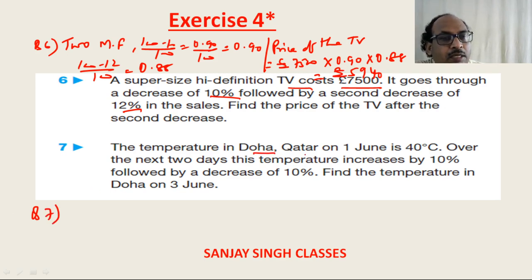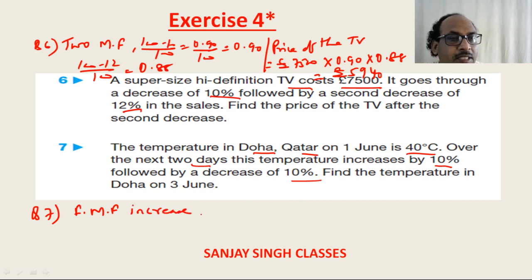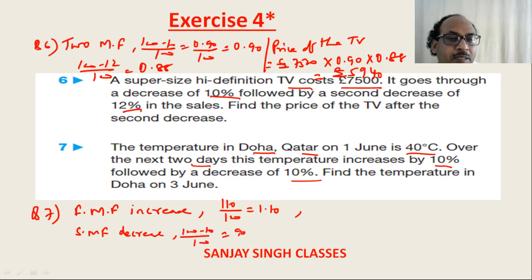Okay, the temperature in Doha, Qatar on 1st June is 40 degree centigrade. Over the next 2 days, this temperature increases by 10% followed by a decrease of 10%. Earlier we were finding decrease and increase type of problems. Here increase and decrease both have taken place. So the first multiplying factor, where increase is there, is 110 by 100, because 10% has increased, that is 1.10. The second multiplying factor is a 10% decrease, 100 minus 10 by 100, that is 90 by 100, and it is 0.90.